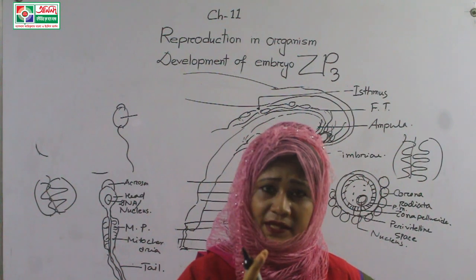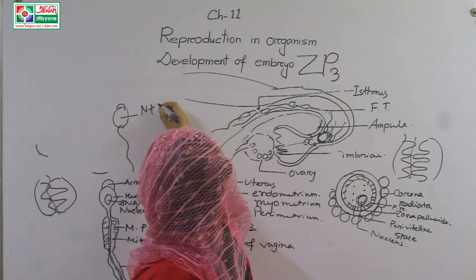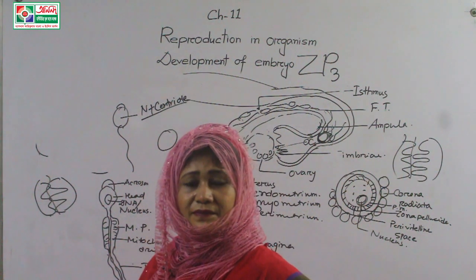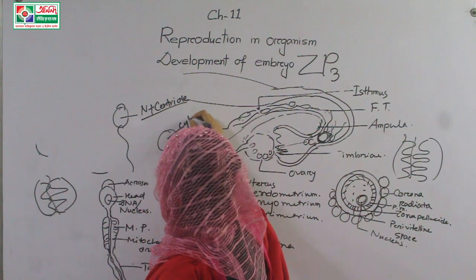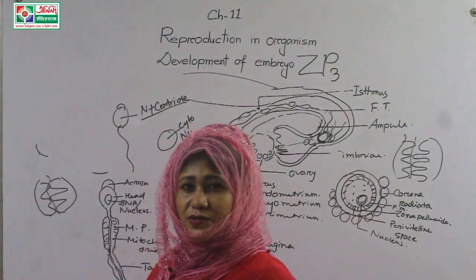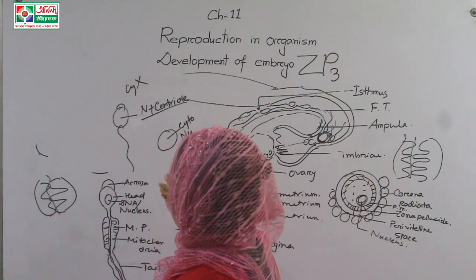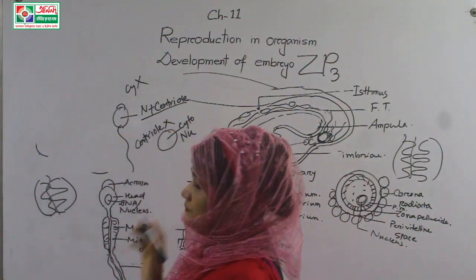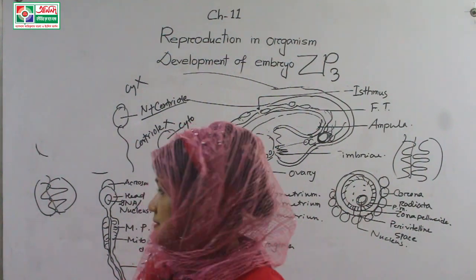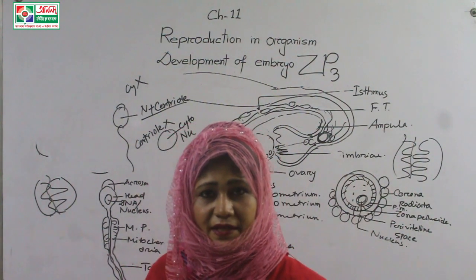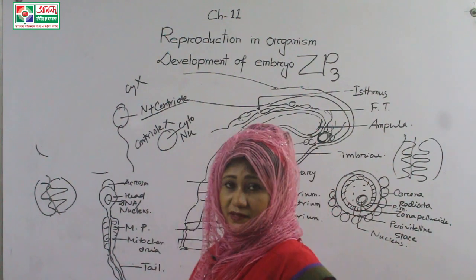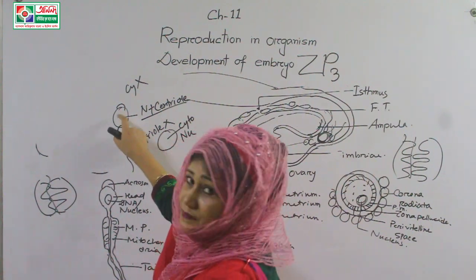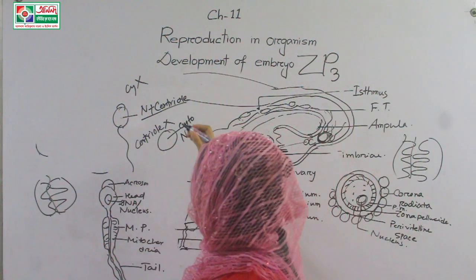The sperm has a nucleus and centriole, nucleus plus centriole, right? And our secondary oocyte has cytoplasm and nucleus, but no centriole. Sperm has no cytoplasm and the secondary oocyte has no centriole, but for division it needs a centriole, and the sperm or spermatozoa donate the centriole.